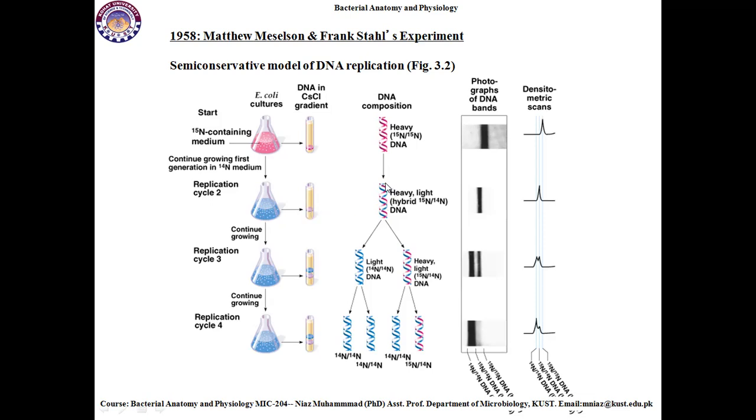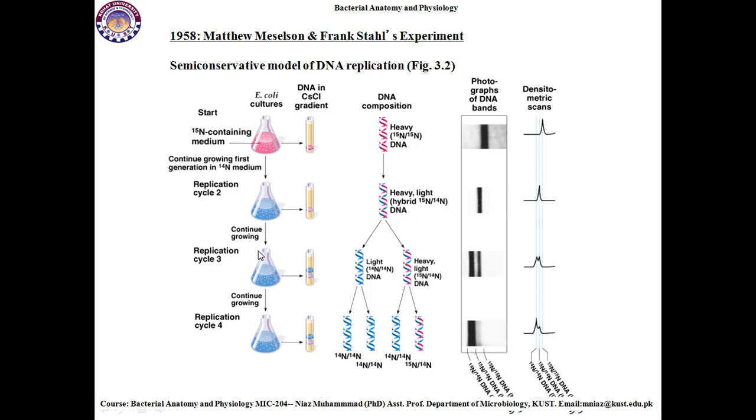So what happened? Both strands of this generation, two strands, because one is the parent strand and the second is the daughter strand, heavy and light hybrid, N15 and N14 DNA was present. When it was run in agarose gel, it showed one band, and in the densitometer it also showed one peak.